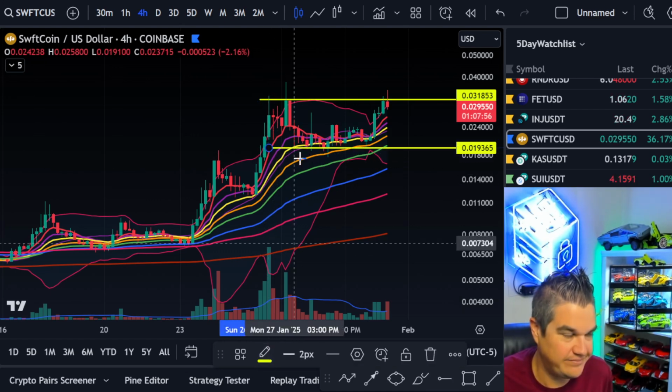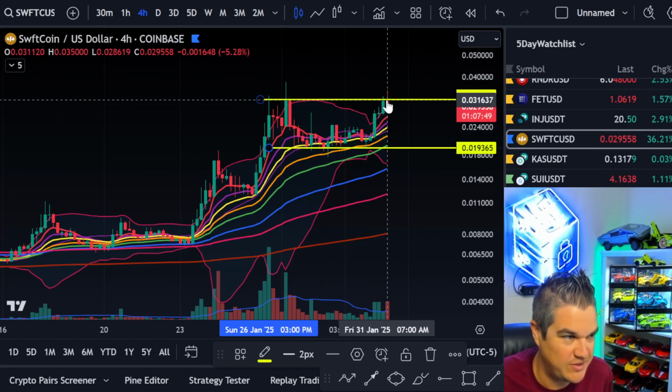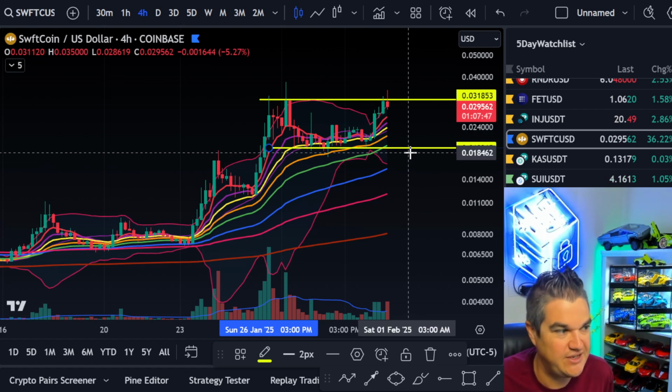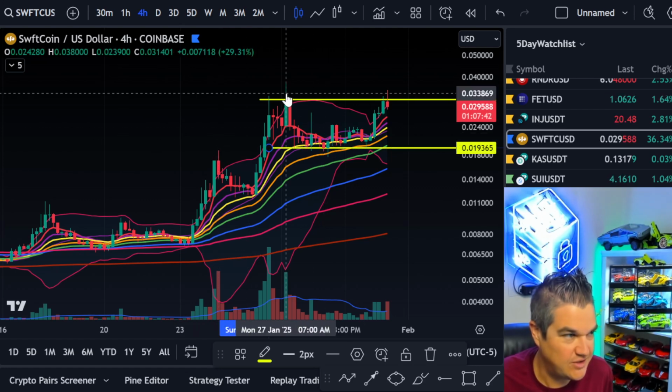Now, it doesn't mean you have to go down here. It's just significant if you do, right? Because if you break that, that would confirm as a double top, and then you're potentially changing trend, right? Previous range high, new range lows, bullish, right?